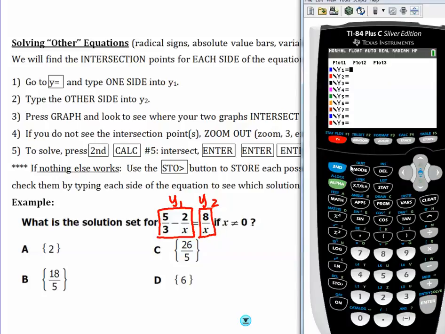Y equals. Now, when you go to type a fraction in, type alpha y equals, enter, and that'll bring up a fraction for you to type in. Okay, and then we have another fraction. Okay, then go down to y2 and type in the other side of the equation.